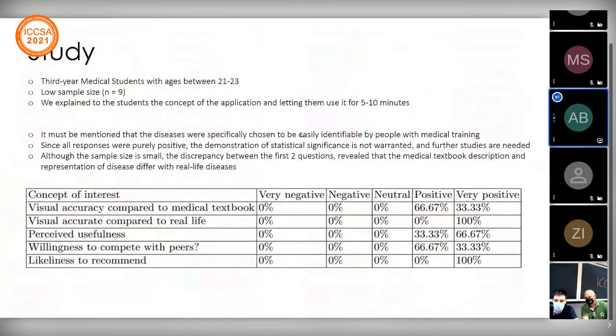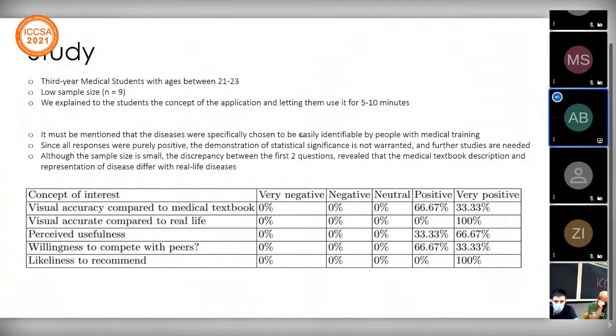So we tried to do a study. Unfortunately, the sample size is quite low, but it shows that there is progress. We just explained the students the concept and then let them use the app both on themselves and on their peers for 5 to 10 minutes. All the users were 3rd year medical students. Also, because, as I said before, the diseases were thought to be recognizable, it may or may not have influenced the study.